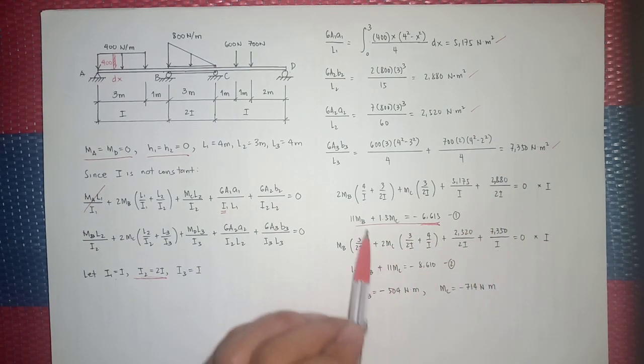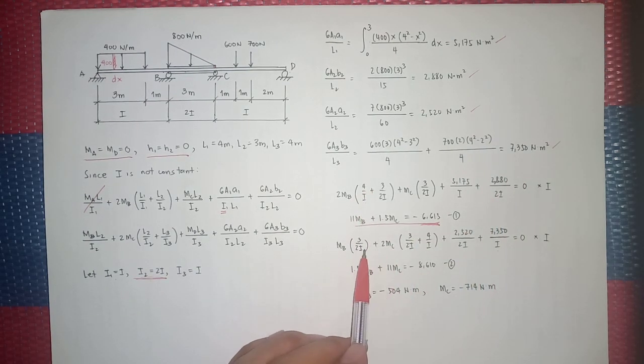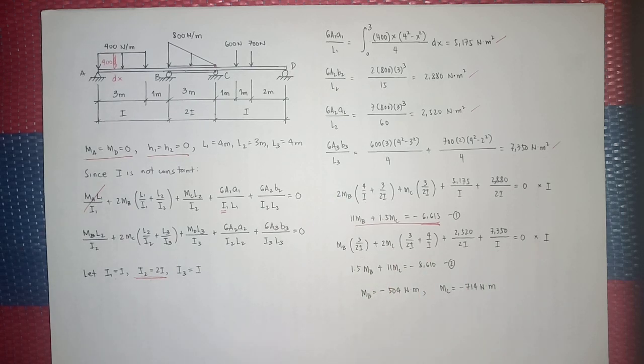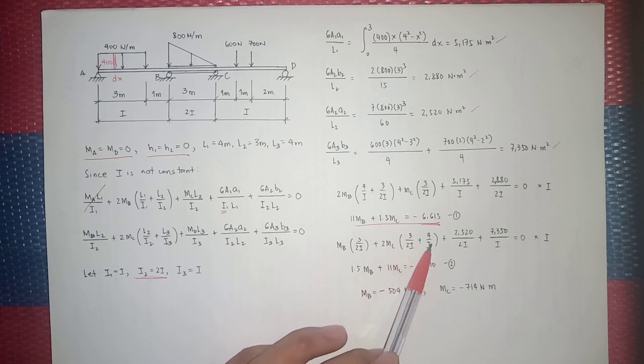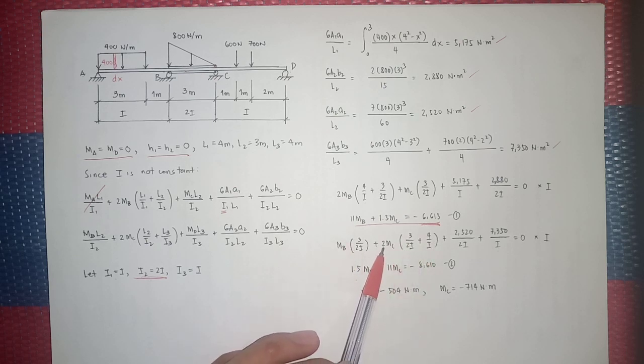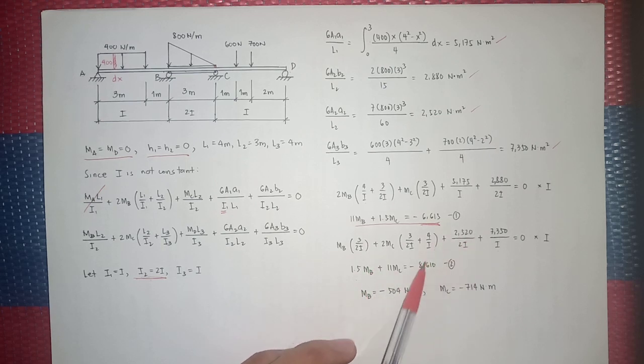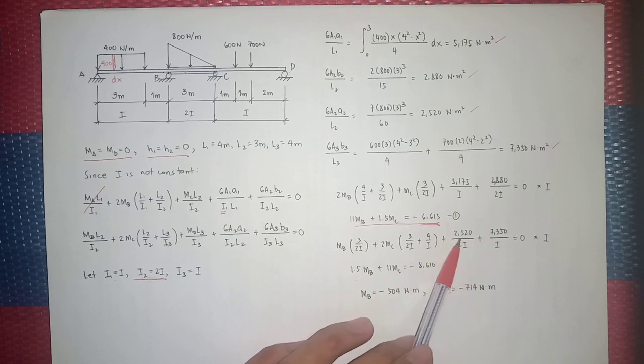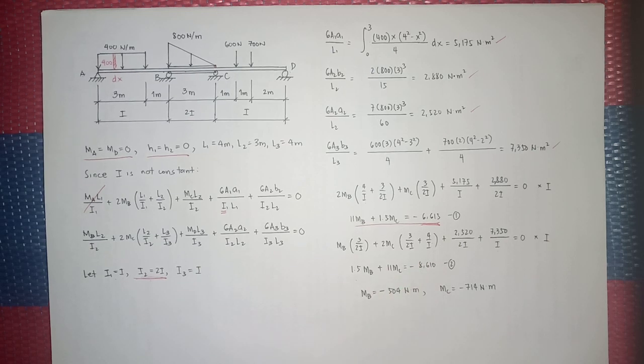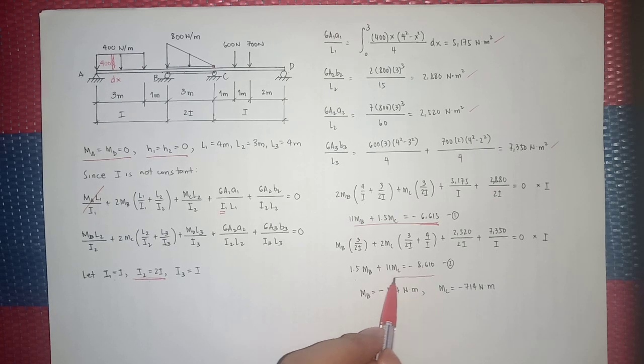7,350 over I. So katulad kanina, common yung 1 over I, so we can multiply it by I kasi 0 naman to. Okay, 3 divided by 2, 1.5. 3 halves plus 4, 5.5 times 2 magiging 11. So yung sum nito magiging 8,610, paglipat sa kanan, negative 8,610. And this will become our equation number 2.